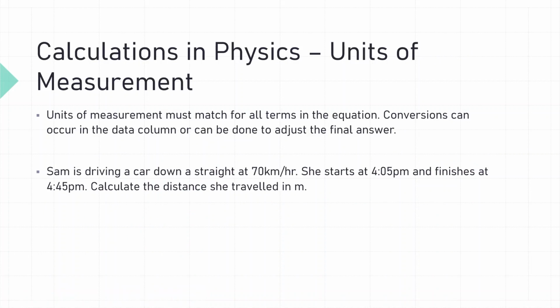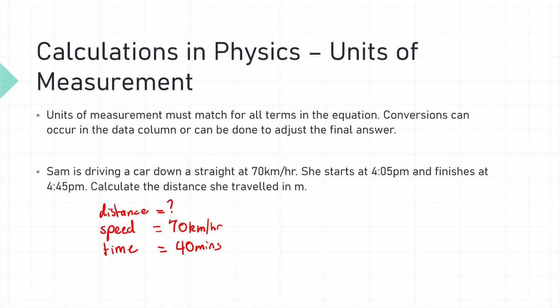Next thing that we need to consider is our units of measurement. Now, our units of measurement must match for all terms in the equation. Now, conversions can be done in the data column. They can also be done as adjustments in the final answer. Now we should be able to see here that the units for time do not match. We have minutes and hours.